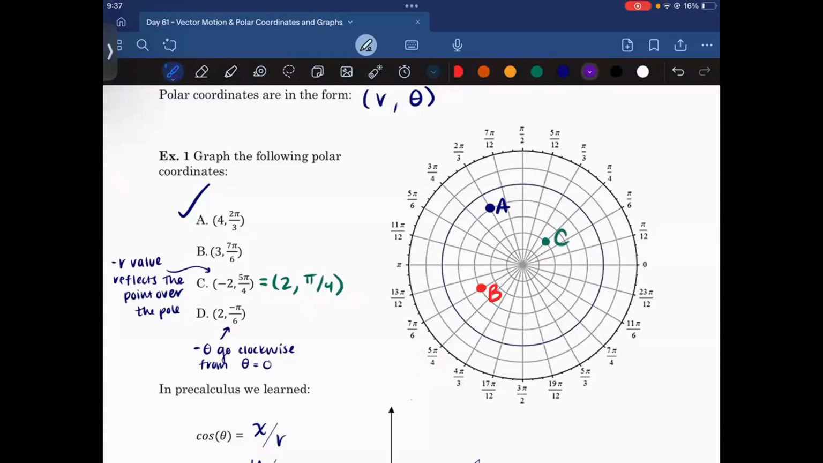And we have 2, negative pi over 6. So we're going to go clockwise from theta equals 0. And we're going to start here, and we're going to go negative. I'm going to go clockwise. And what we have is negative pi over 6. So we'll look at 11 pi over 6, right? Because 12 pi over 6 minus pi over 6 equals 11 pi over 6. And then we will go over 2. So we count 1, 2, and we put a dot. And that is how you graph polar coordinates.